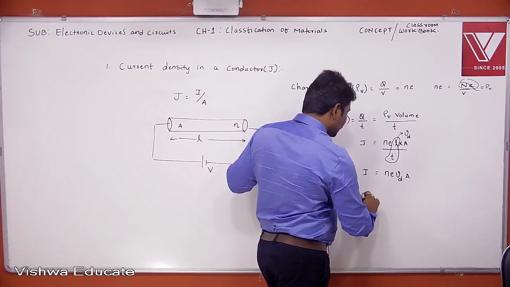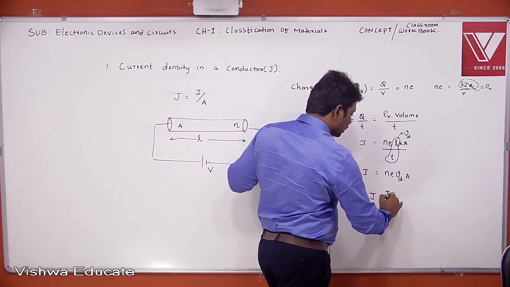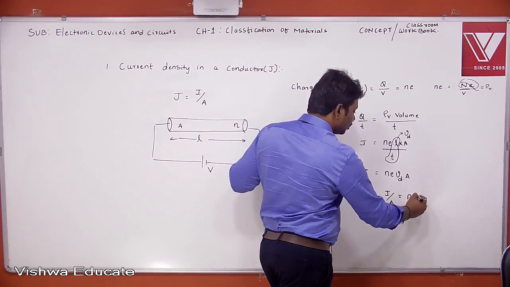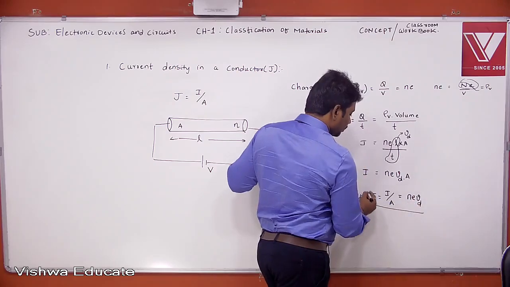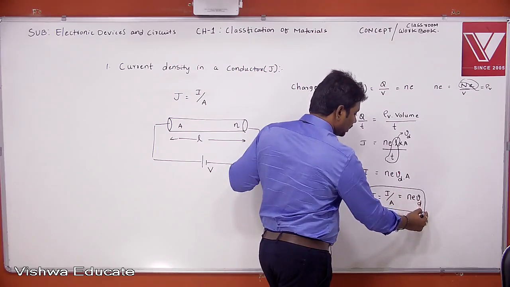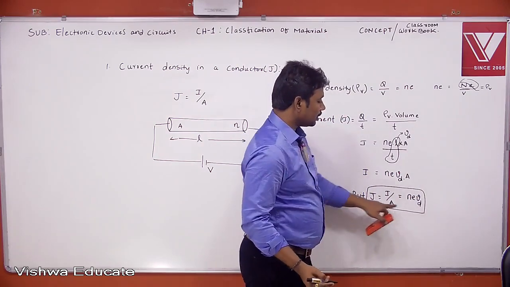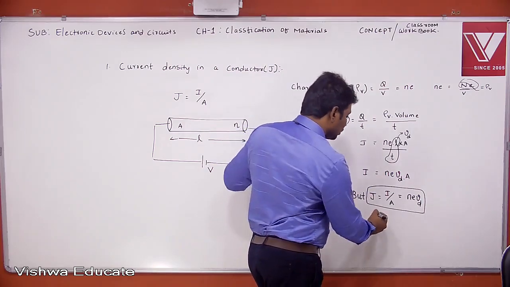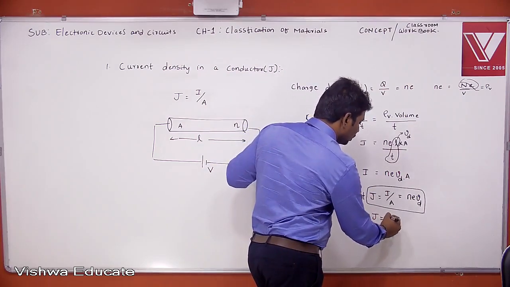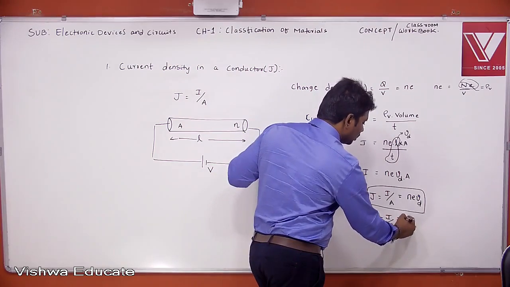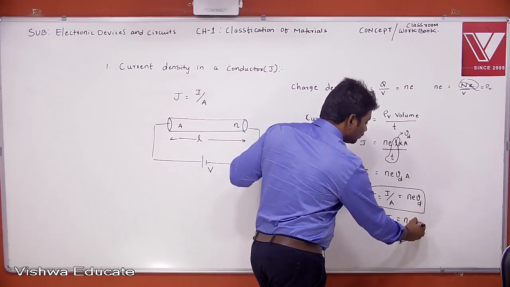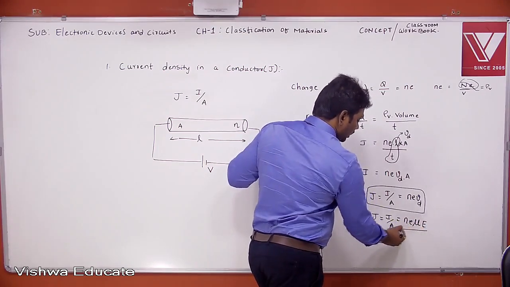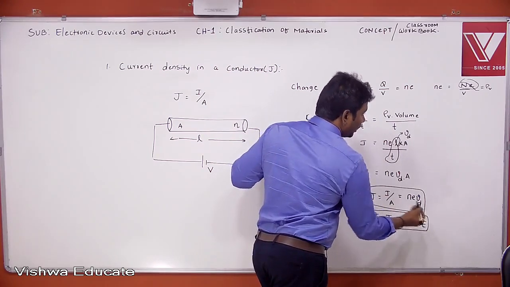But what is current density here? The current density is nothing but current per unit area, which is equal to N into E into Vd. This is the current density in a conductor in terms of drift velocity. Now I can define current density in terms of applied electric field, that is J equal to I by A, which is equal to N into E into mu into E. This is the current density in terms of applied electric field.